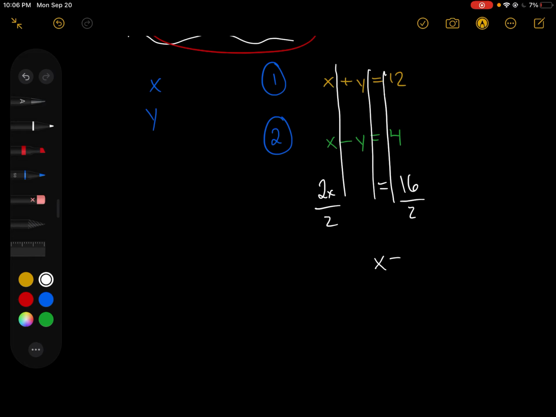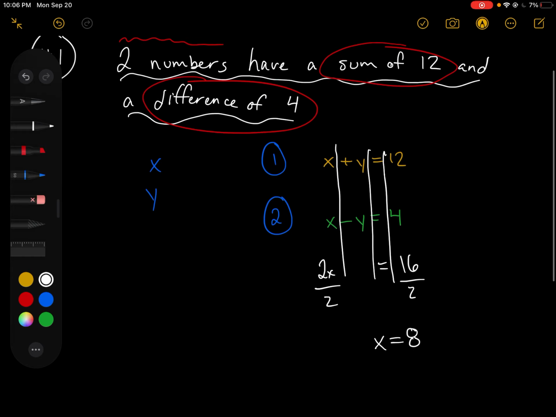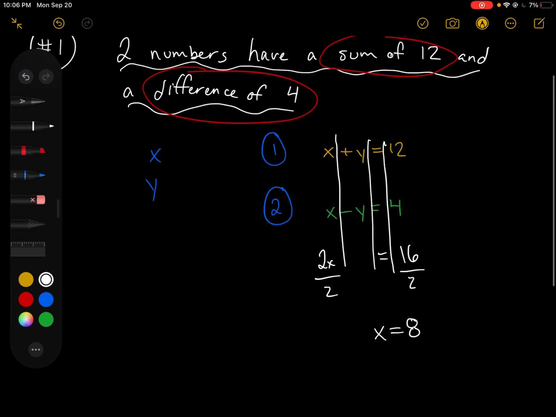Divide by 2 to get x equals 8. Or we know that one of the numbers is 8. So now that we have this, we go back to our original equations. We can choose either of them. Maybe let's use number 2, and we'll say x minus y equals 4.